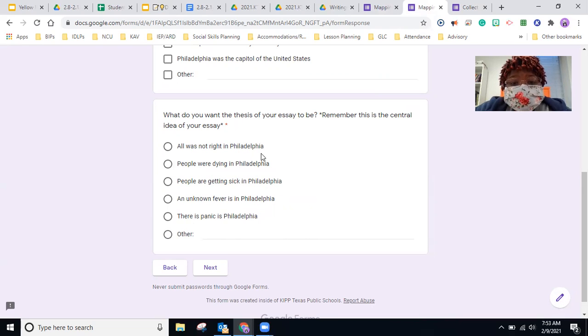So I want you to choose which central idea you want to use in your essay. How do you want to start off your essay? How do you want to get your audience thinking about what's going on? Remember, you can choose any one of these or you can pick your own.